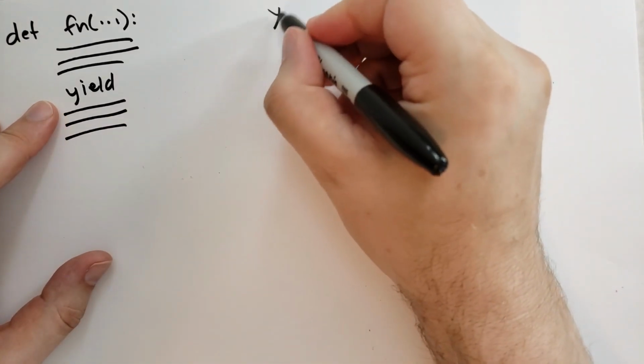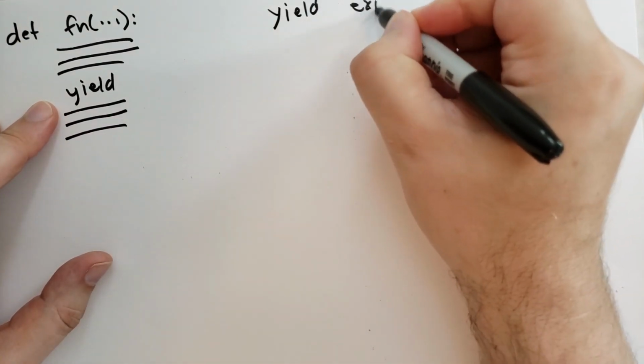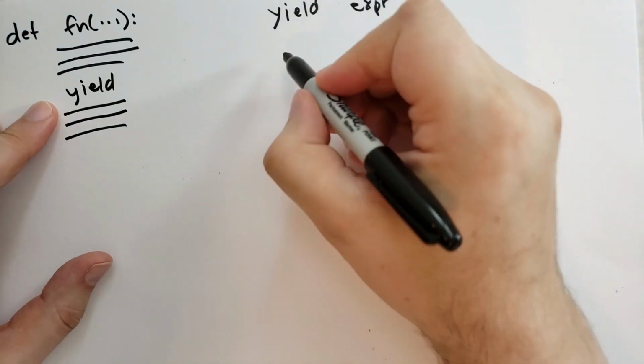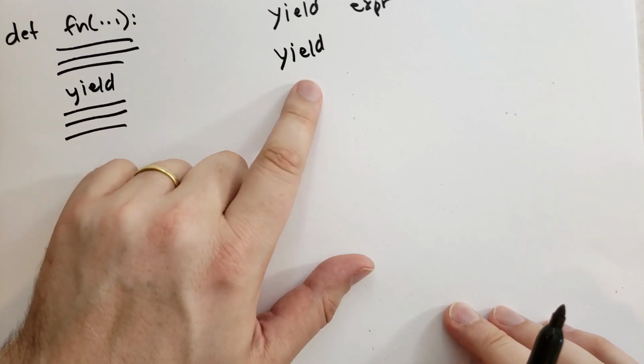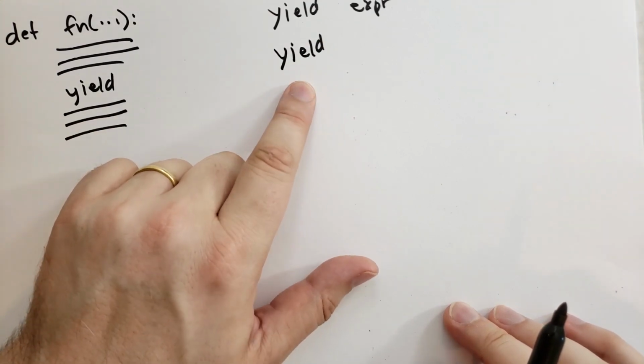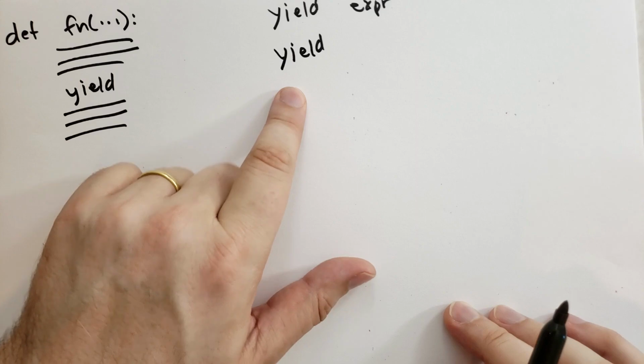As a statement, you can say yield and then some expression. You can also just say yield with no expression. This is also an expression that can be embedded in other expressions and statements. We'll talk about that when we cover coroutines. This is very exciting stuff.